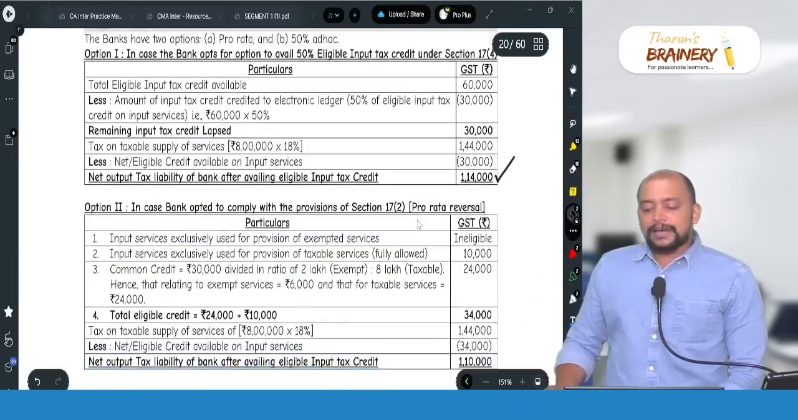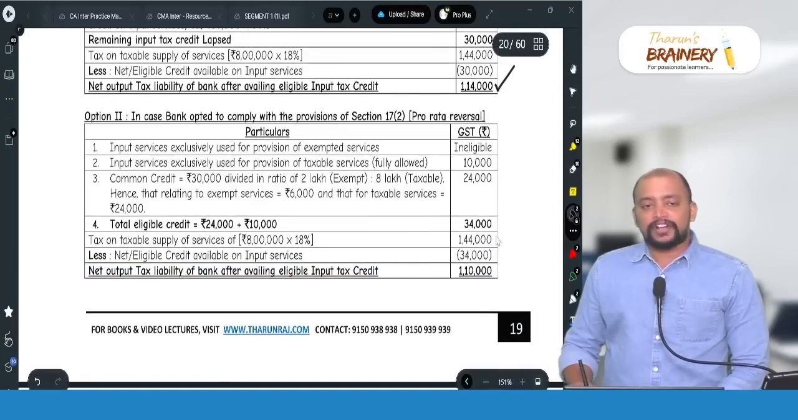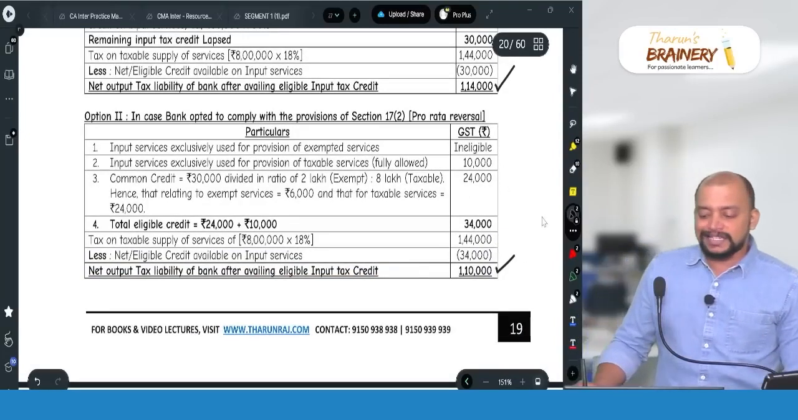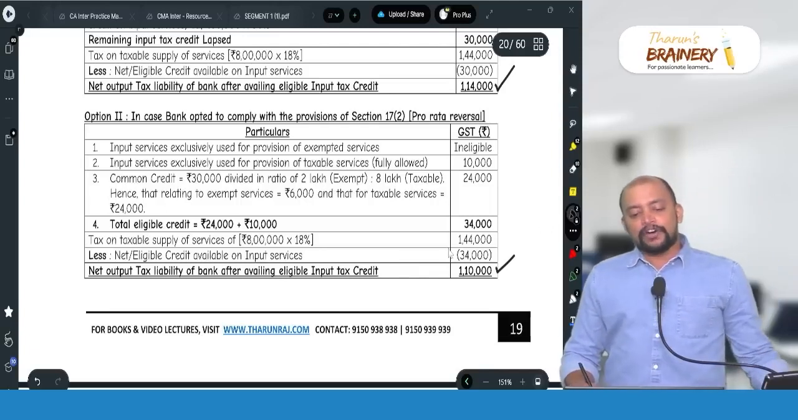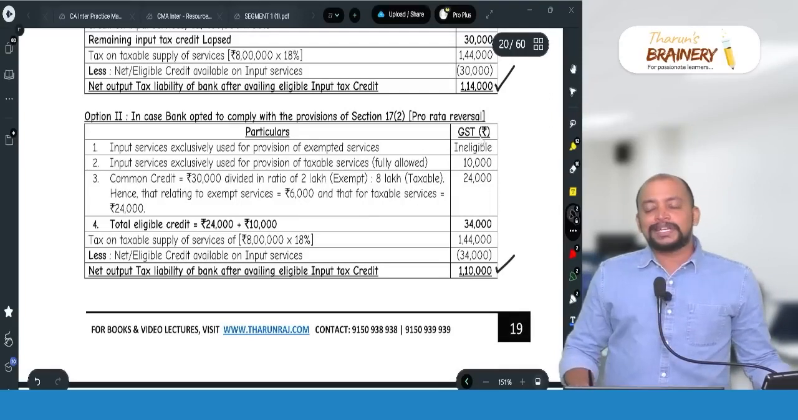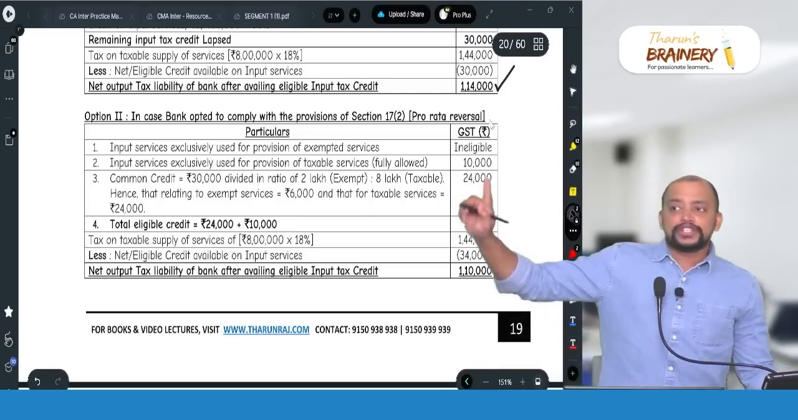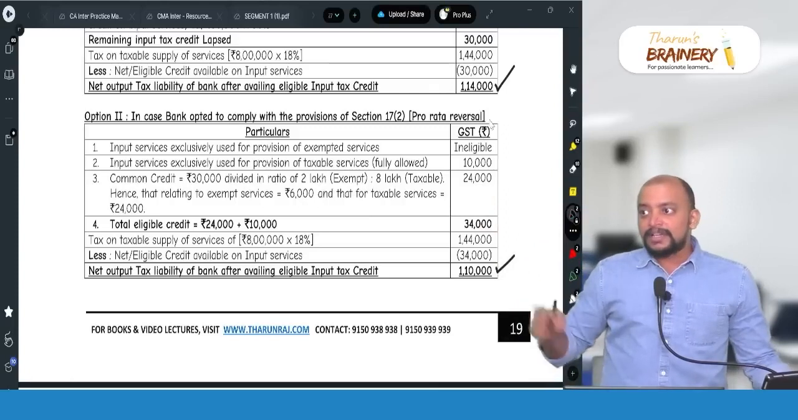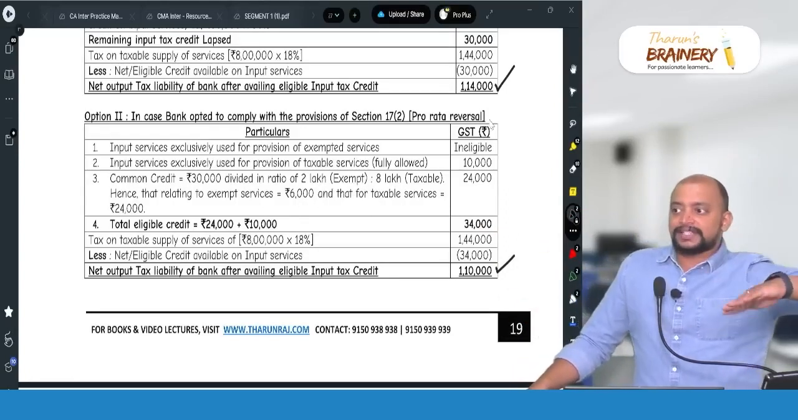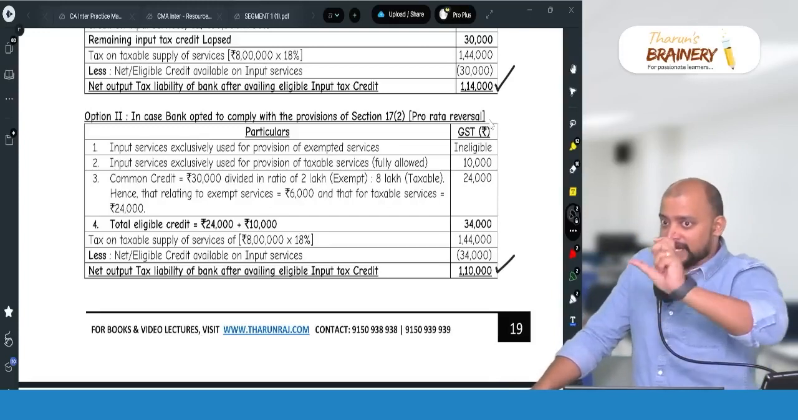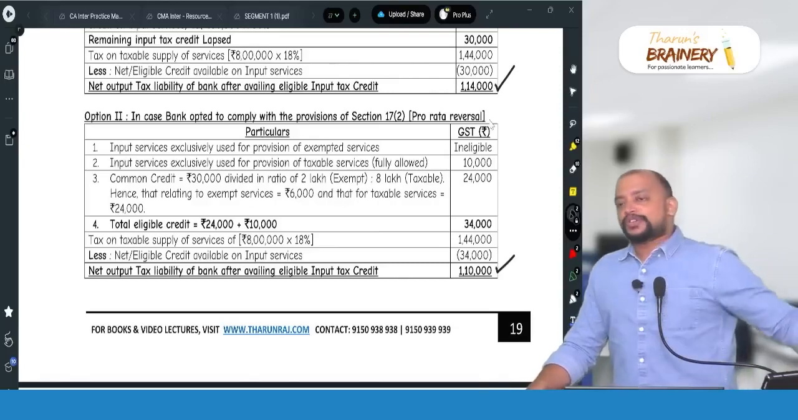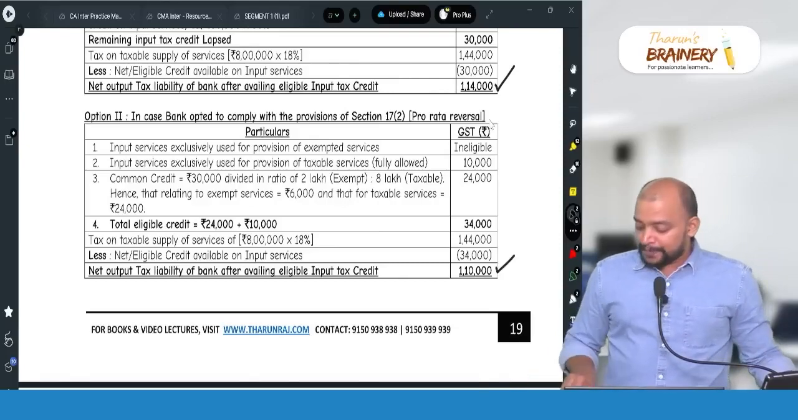So therefore, liability will remain the same, 1,44,000 minus 34,000. So 1,10,000 will be taken as the net liability. So they can go for option 2 in this case, that is pro rata reversal. Again, I am repeating, in pro rata reversal, fully used for taxable, full credit available. And common credit is total minus used for exempted minus used for taxable remaining. In that remaining, proportionate to taxable credit available, proportionate to exempted credit not available.